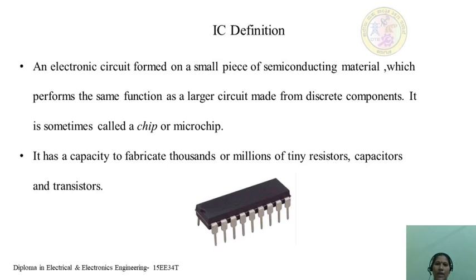Let me repeat the IC definition once again. An IC is basically an electronic circuit formed on a small piece of semiconducting material which performs the same function as a larger circuit made from discrete components. It is sometimes referred to as a chip or a microchip. It has the capacity to fabricate thousands or millions of tiny resistors, capacitors and transistors. The picture of an IC is as shown in the figure.